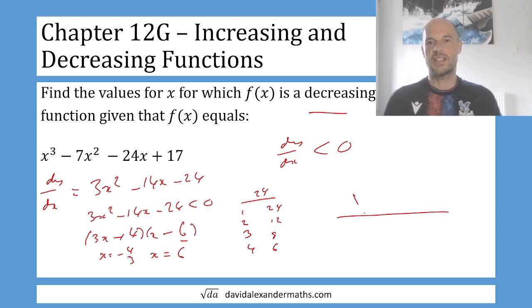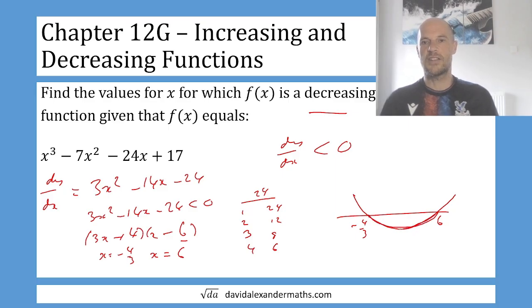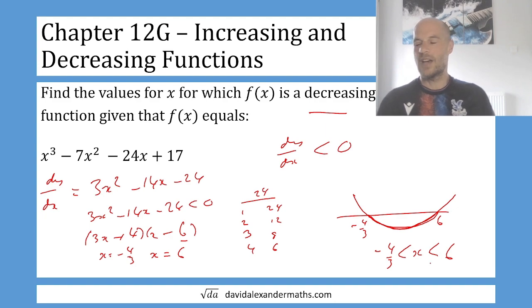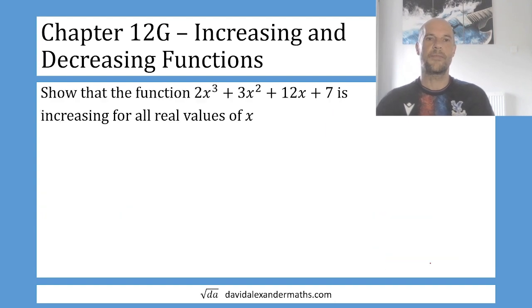So it's a quadratic inequality, so let's do a little sketch. So here x is 6, here is minus 4/3, and we're interested when it's less than 0, so we're interested in this part of the line, so that is between minus 4/3 and 6. So I'll put an x between a minus 4/3 and a 6, and just repeat that sign in between. So when x is greater than negative 4/3 but less than 6, we have a decreasing function.